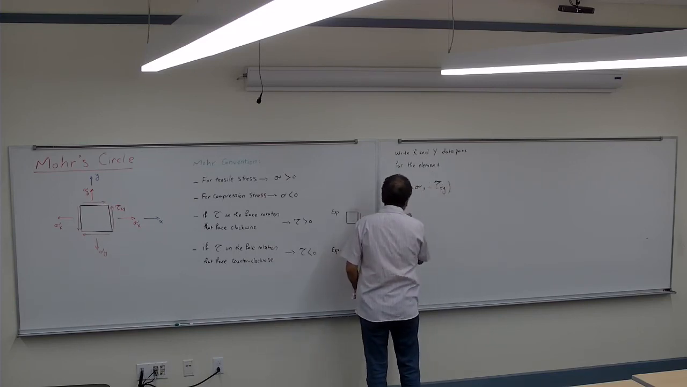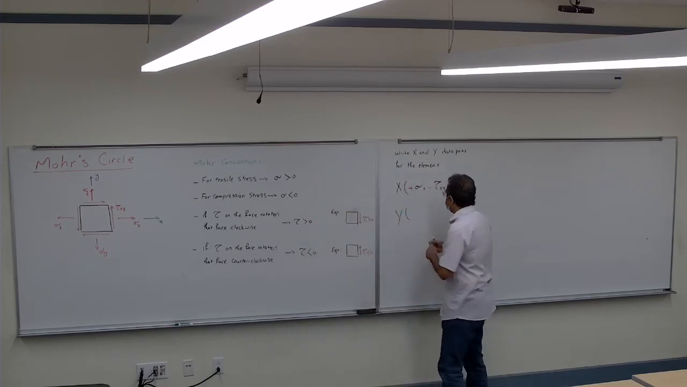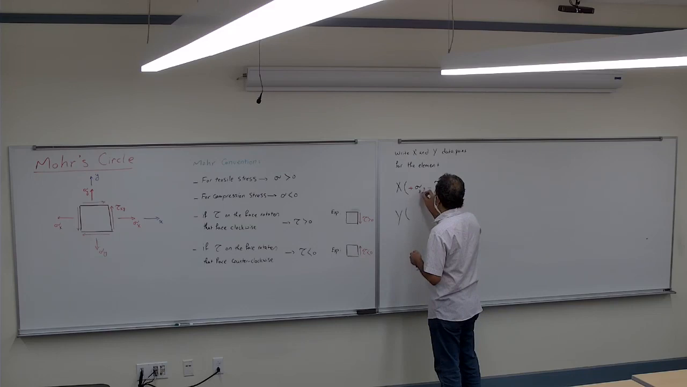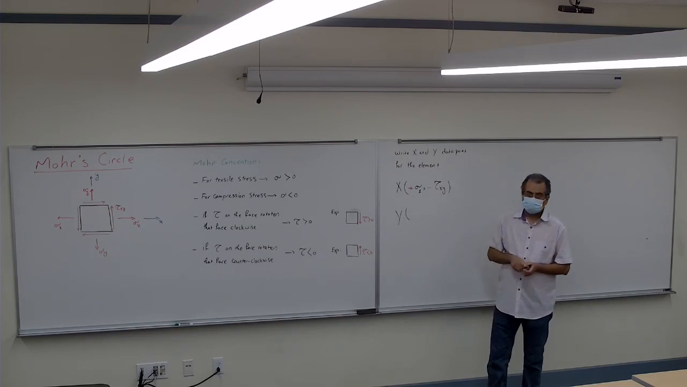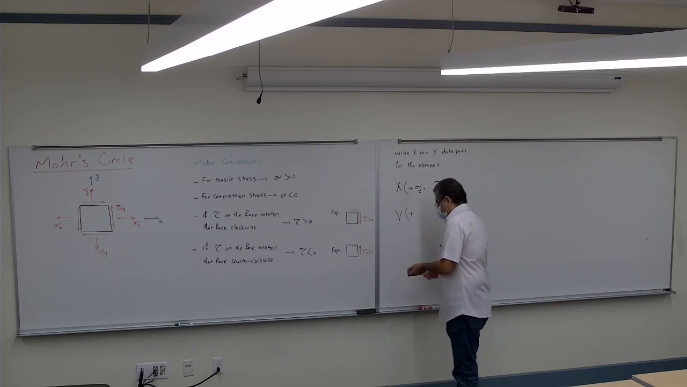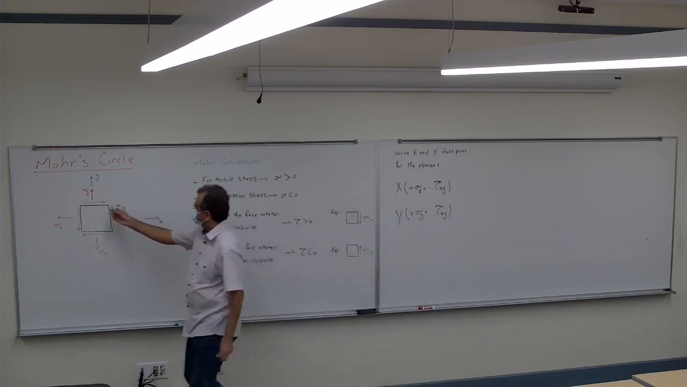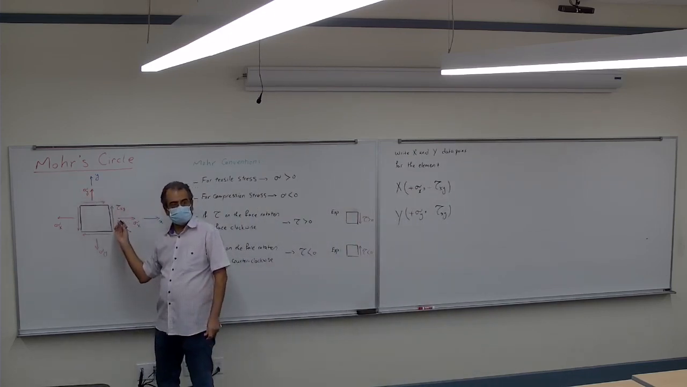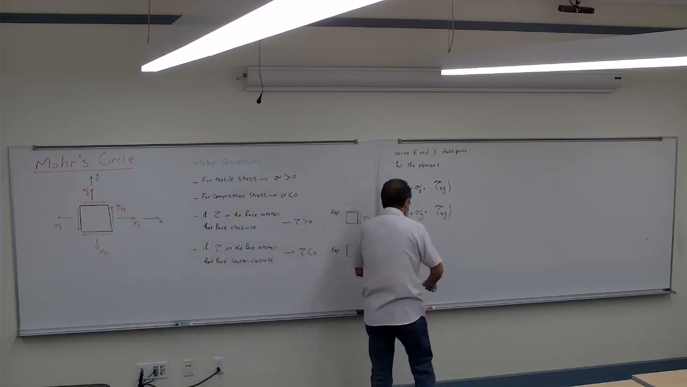The second data point, I'm writing it for the y-axis. Again, sigma y around the y-axis, is it positive or negative? For this case, it's positive, so it's going to be positive sigma y. What about the tau? The tau on the y is rotating counterclockwise, so it's going to be positive here.